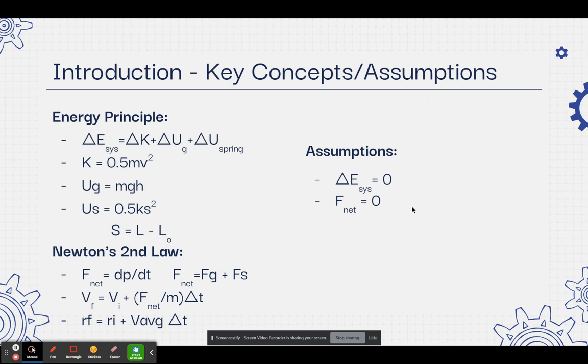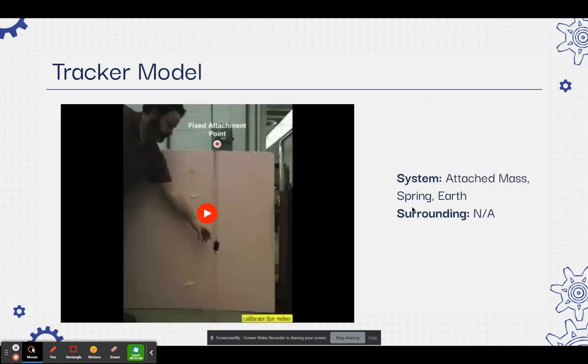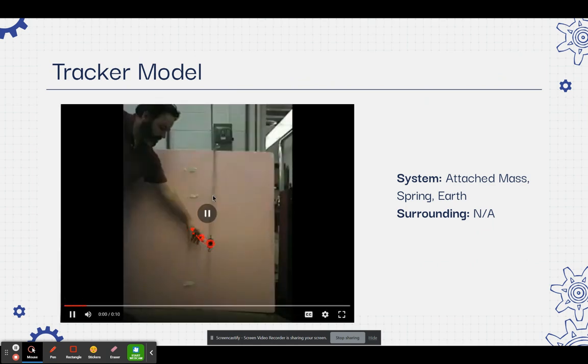And the assumptions that we made is that the change of energy in the system is zero because energy is conserved. That's the main assumption, and that net force is also zero. Now here is the tracker model of the observed model, where the system is the attached mass, the spring and the earth, and the surrounding, there's no surrounding.